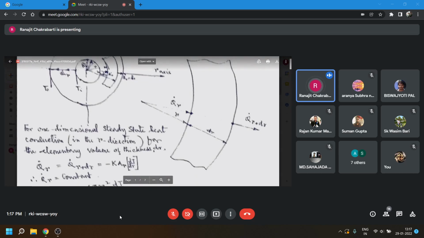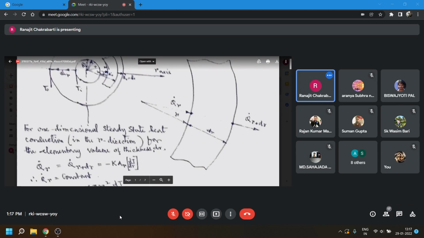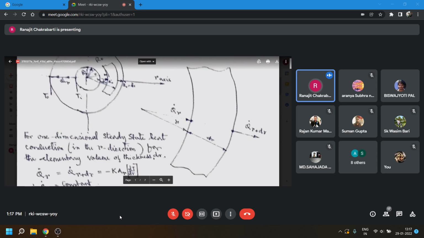And from that Fourier's equation, because it is a steady state process, the heat transfer rate is constant. Whatever heat is entering through this radial distance into this element, the same heat has to come out. Otherwise, the temperature of this element has to rise. Because the temperature is not rising, it is constant, so it is a steady state process.